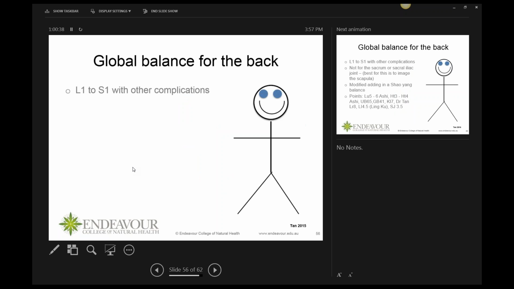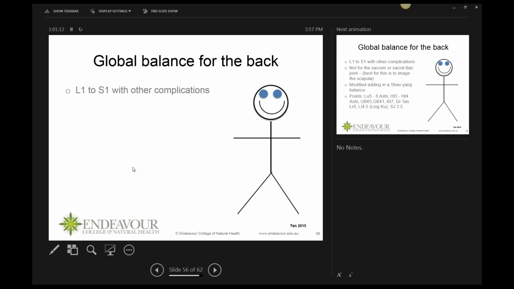This was his other treatment, for global balance for the back. What he suggested, it's not just pain from L1 to S1, but if they've got other complications, so they might have digestive problems, they might have palpitations, they might have some sort of mental, emotional component to it. So it's not just specifically for back pain.